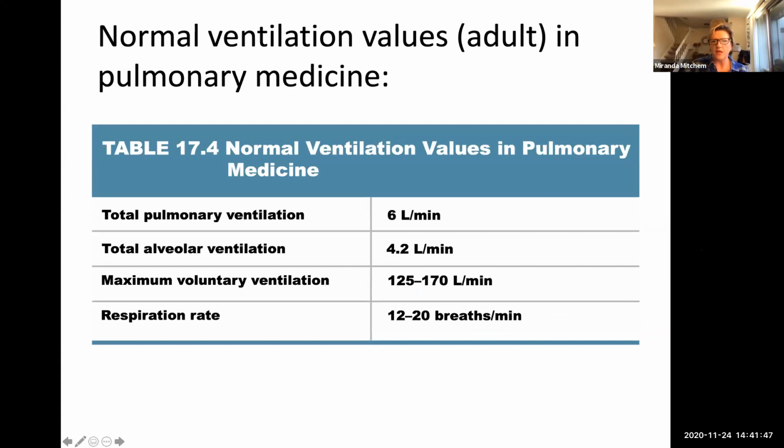Okay, so some of the normal parameters. This is for an adult. The total pulmonary ventilation is about 6 liters per minute, where through the alveoli it would be 4.2 liters per minute. And the average respiratory rate is anywhere from 12 to 20 breaths per minute. So it does have quite a range. Children have a higher respiratory rate than adults.